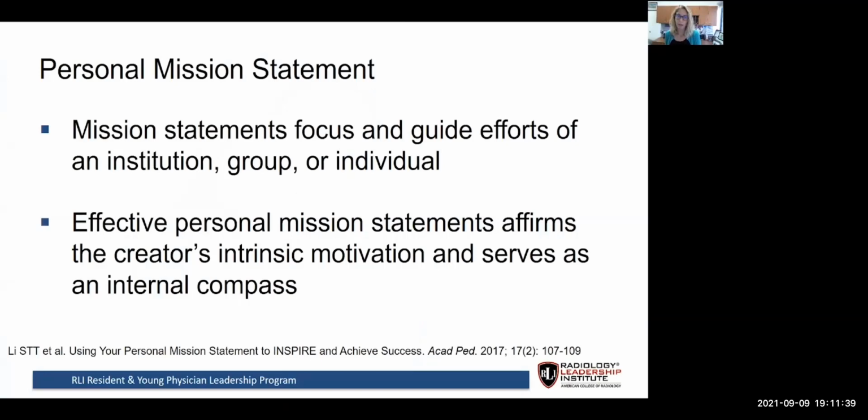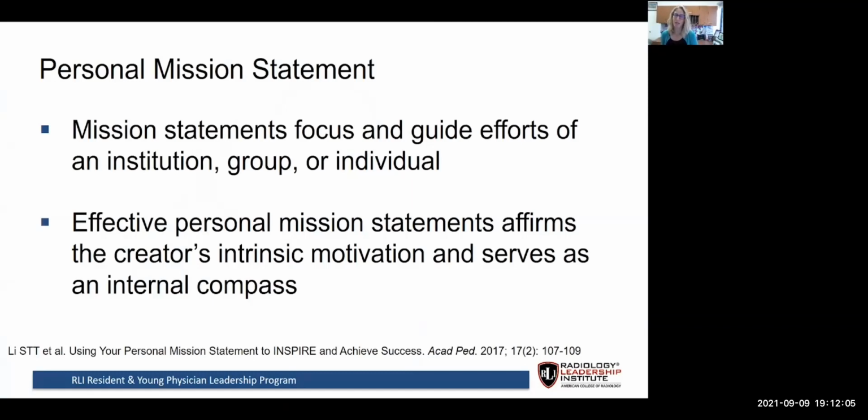One of the tools that I think is very effective to help you identify what your internal compass is, is to develop your own personal mission statement. Institutions and organizations have mission statements of their own, and these mission statements help the organization focus and guide their efforts. It's possible to develop a personal mission statement as well, with the same goal of focusing and guiding your efforts.